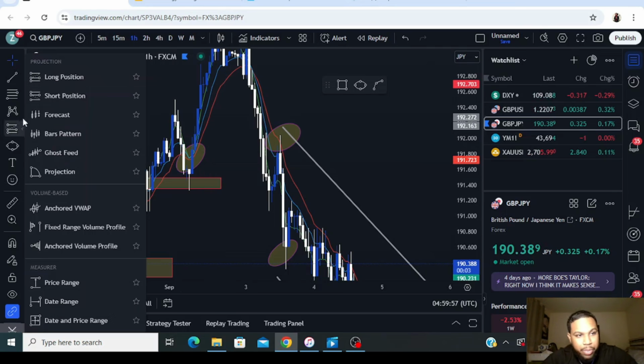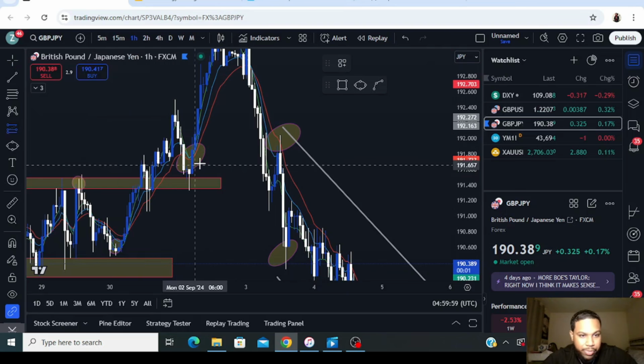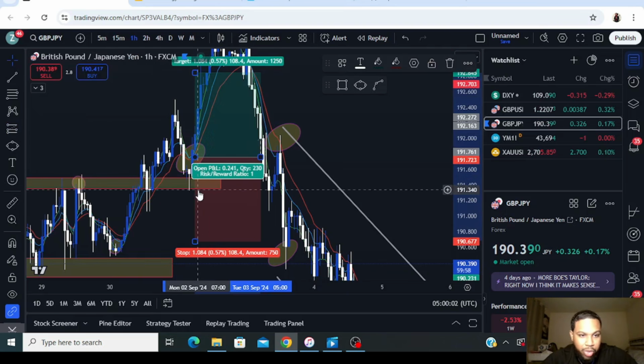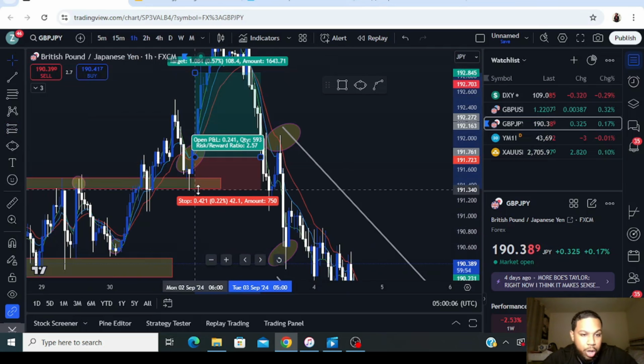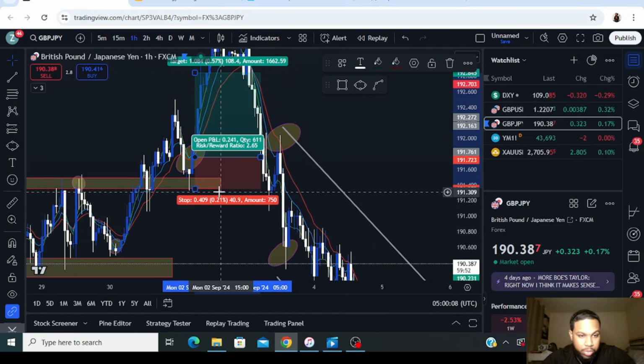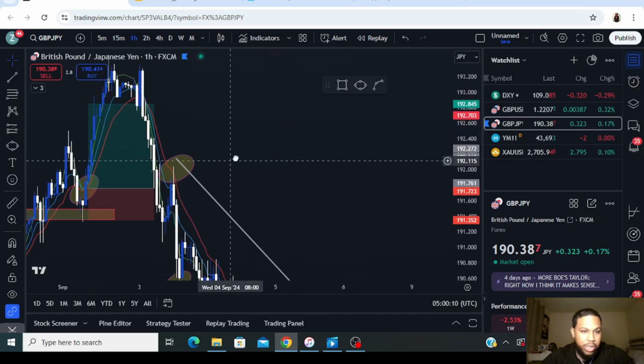Now in this situation, I'm gonna simulate the buy with the long position, right? I would have got in exactly right here. Your stop loss is always gonna be below or above the zone that you're trading, whichever direction is in the opposite.